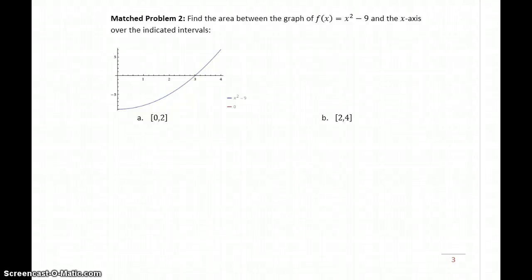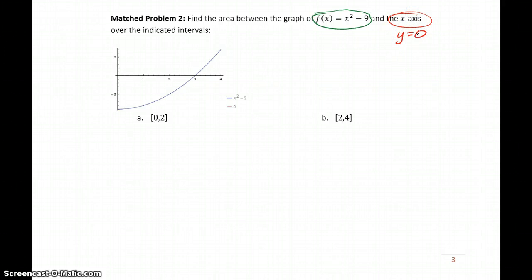We start evaluating, again, the area between two curves. First thing to identify is which function is taking on the larger function value, which function is taking on the smaller function value. In this case, we still have two different curves we're considering. So f of x equals x squared minus 9, and the x-axis, which is the same thing as y equals 0.